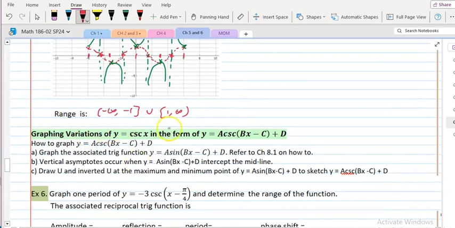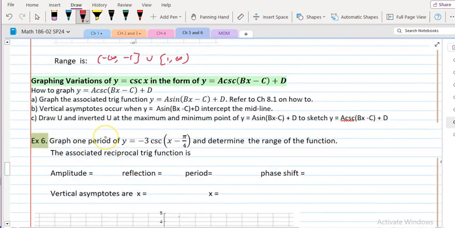Let's do a variation of cosecant. Cosecant is the reciprocal function of sine. So I would write -3 sine of (x minus pi over 4). That's what we need to graph.